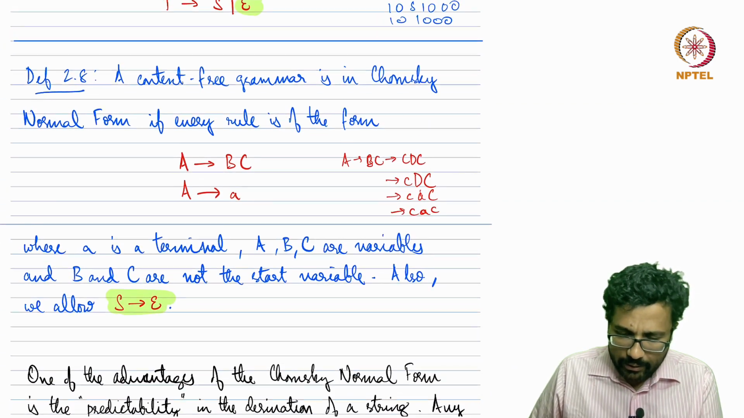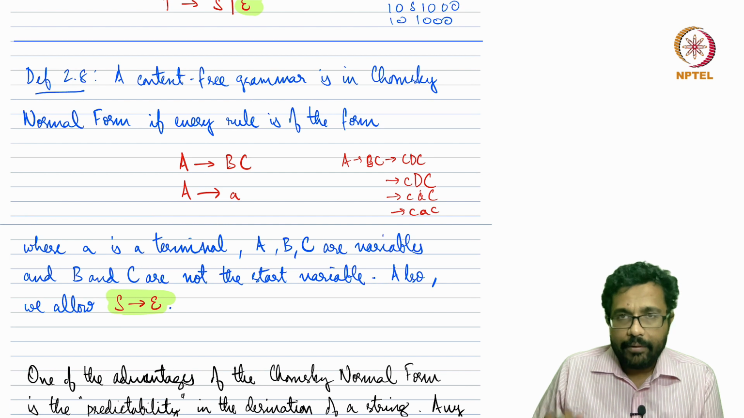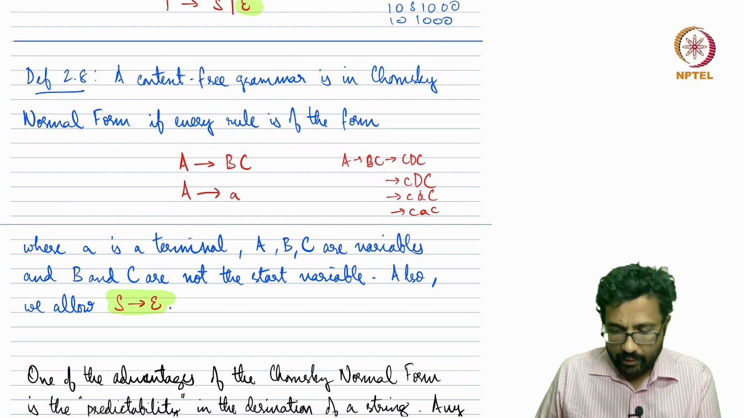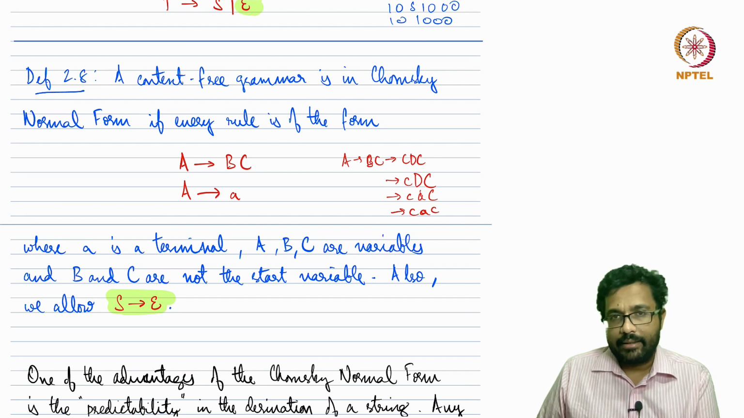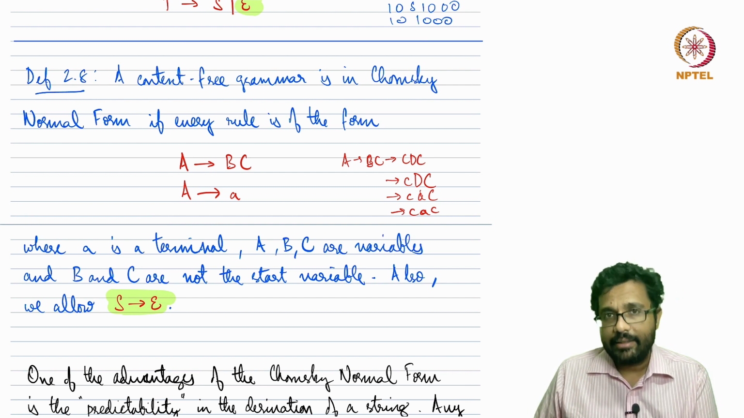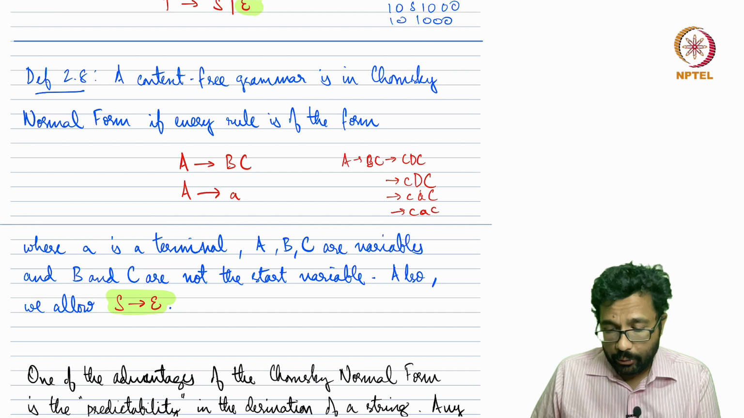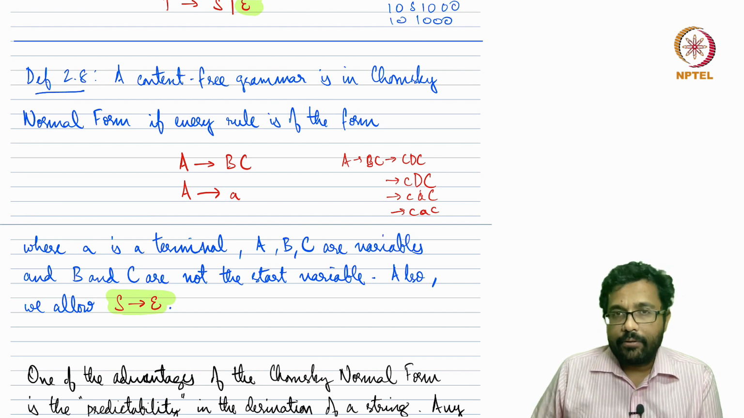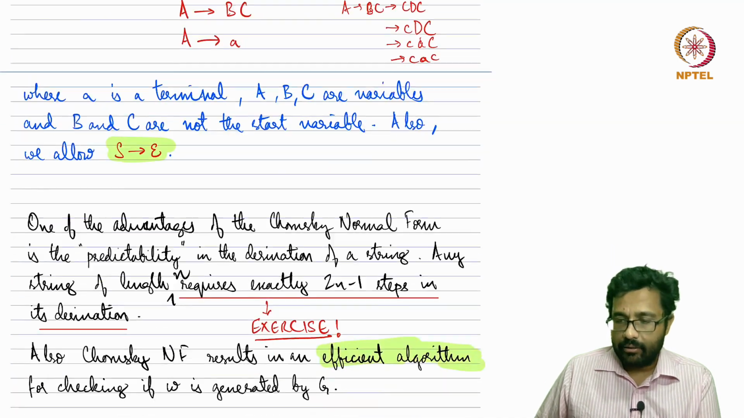Just to remind ourselves, what is Chomsky normal form? Every rule should be of the form A gives BC, where B and C are not the start variable, or A gives small a, where small a is a terminal. And we are not allowed to have epsilon on the right hand side of any rule, except the start variable gives epsilon.